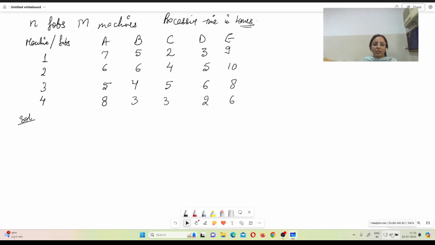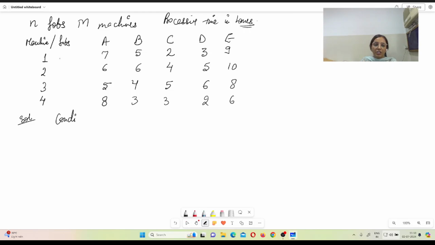Before starting the sequence, as it has a number of jobs and a number of machines, we are given two conditions and we have to check whether the conditions are satisfied. If any of the conditions are satisfied, only then do we convert these 5 machines into 2 fictitious machines, as we have discussed earlier, and those 2 machines will be G and H. So what are the two conditions which we have to check?